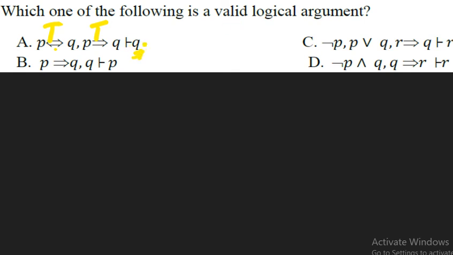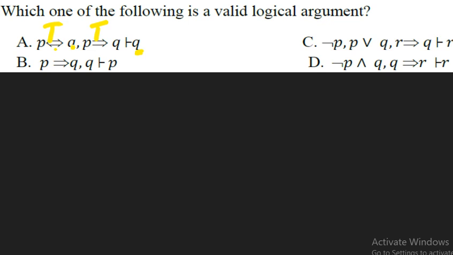Again, I'll repeat the statement. Considering P implies Q, the premises, these two premises, separated by commas, and assuming the premises are true, can we conclude that the conclusion part, after this bar, will be true? Can we be sure that the conclusion part will be true? Let us check.